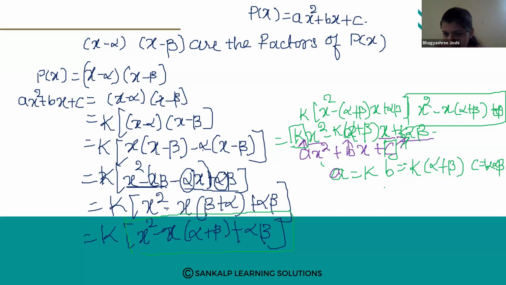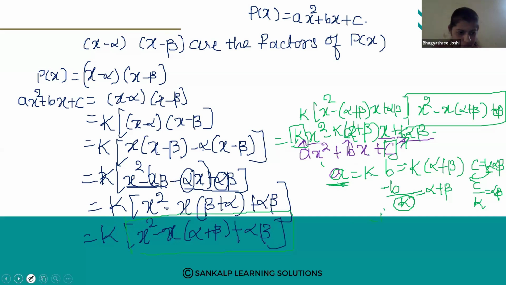a is equal to k. Minus b divided by k is equal to alpha plus beta. c is, transfer this k to this side. It becomes c divided by k. That is equal to alpha into beta. That means minus b divided by k. Observe the value of k. k is equal to what? It is equal to a. Therefore k is equal to a. So in place of k I will write a.